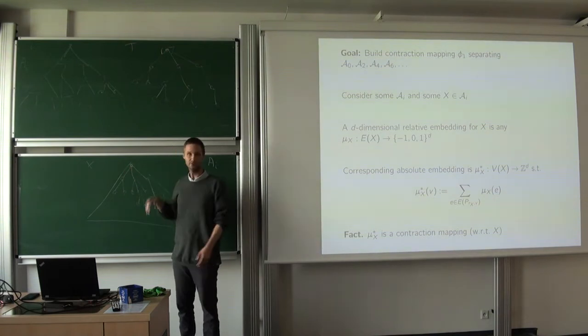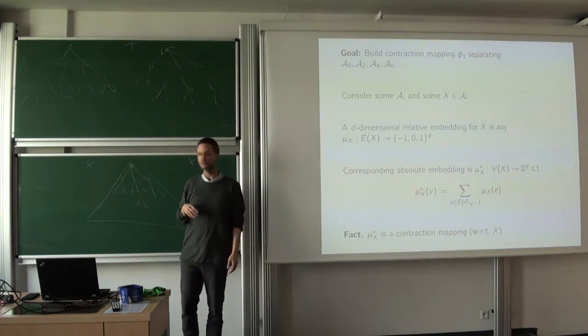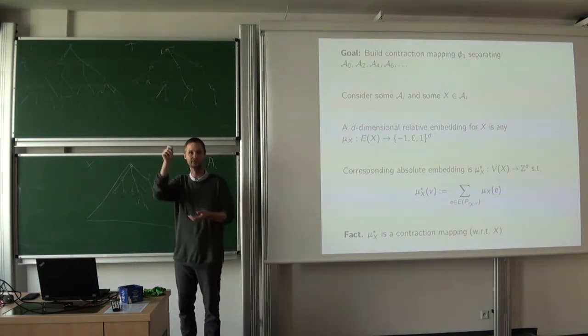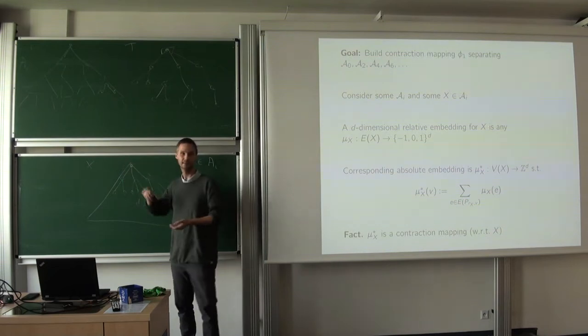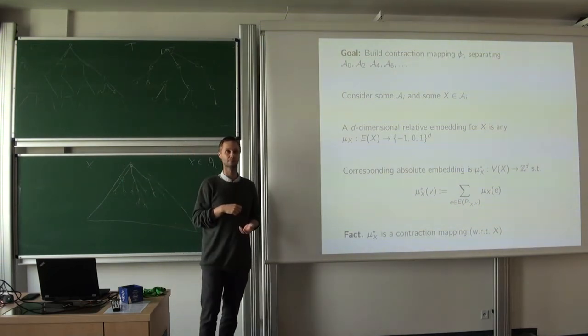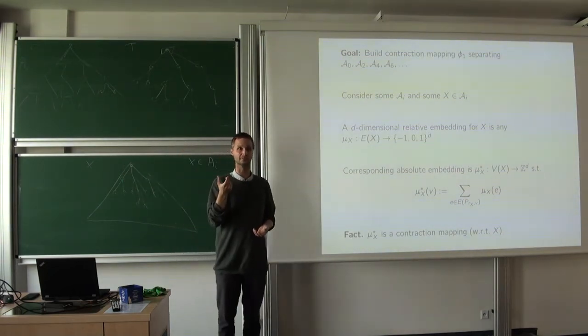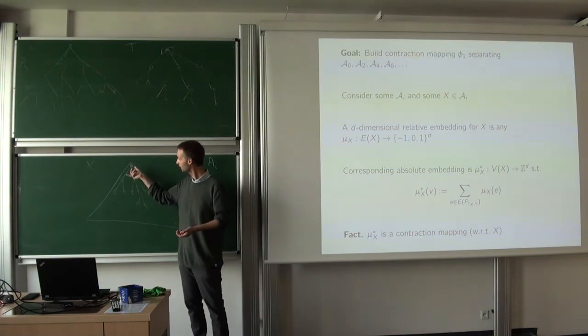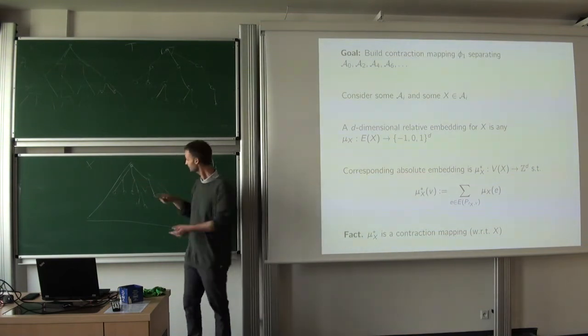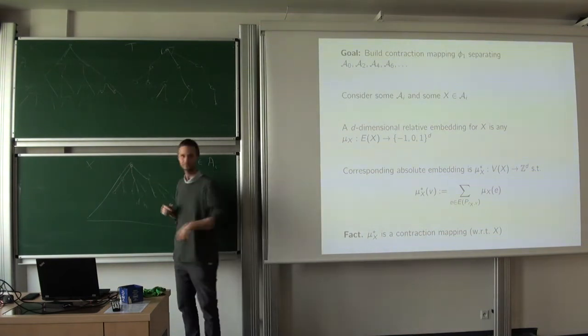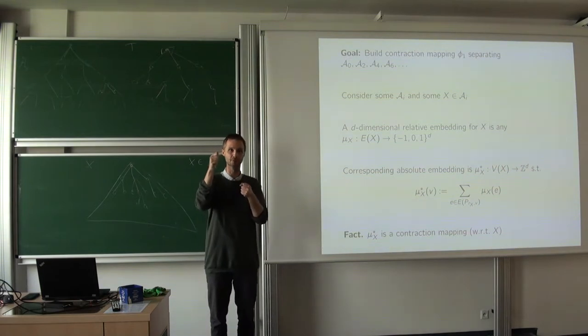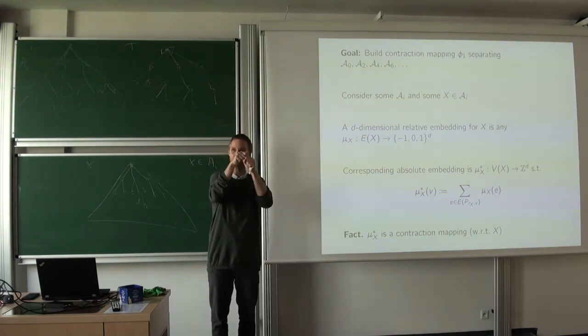Otherwise, if some of the weights are non-zero, then you are actually going to move in one of the dimensions, and then the two points will be at distance exactly one. But this will define the contraction mapping, right? Whenever you have an edge of your tree X, the two endpoints will be mapped either to the same point or to points which are at distance one.